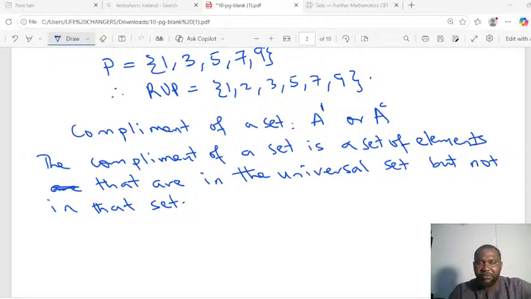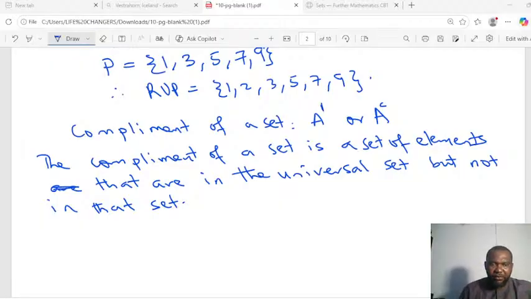So let me give you natural examples of complement. For example, the complement of a boy is a girl. The complement of a man is a woman. The complement of auntie is uncle. You can see what I mean now. The complement of father is mother. So complement simply means opposite: what is not in that set, but it is present in the universal set.